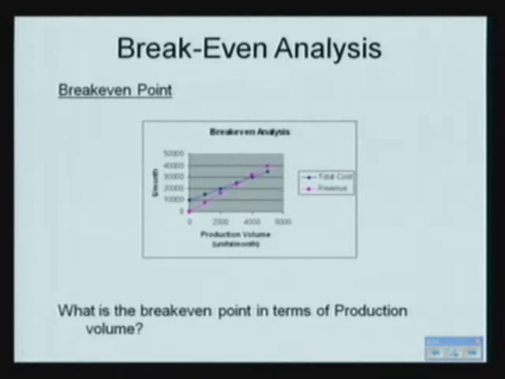Now, for break-even analysis, often we're trying to find the break-even point. In this particular case, we want to know at what point my revenues are going to be the same as my cost. Or in other words, at what volume must I produce, at some volume above the break-even volume, in order for me to make any money at all. And the question is, what is that? It's the point where these two lines cross. It's the intersection of these two lines.